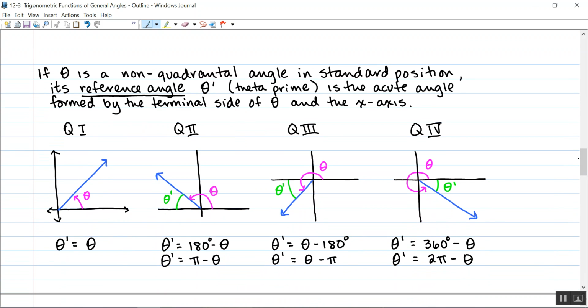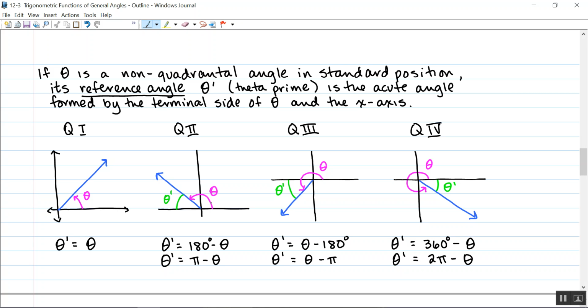If theta is a non-quadrantal angle in standard position, its reference angle, which we call theta prime, is the acute angle that is formed by the terminal side of theta and the x-axis. So for example, here in quadrant 1, I have an angle, in pink, theta, and theta prime, its reference angle, is going to be the same because it's formed by the terminal side, which is the blue line, and the x-axis, so theta and theta prime are the same.